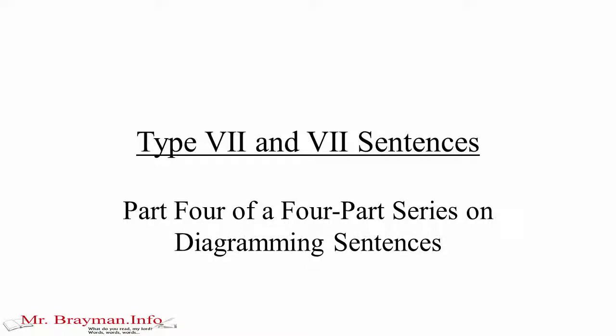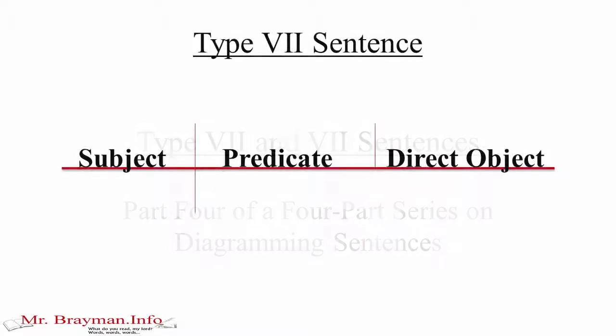This lesson is on type 7 and type 8 sentences, and this is part 4 of a 4-part series on diagramming sentences. All right, so you'll notice now this diagram looks a little bit different than our type 2 and 3 and type 4 and 5 sentences. The big difference here is this vertical line as opposed to a backslashing line. Otherwise, it's a subject and predicate, but behind the vertical line goes the direct object. There's also, as you may be able to predict, a difference in the predicate.